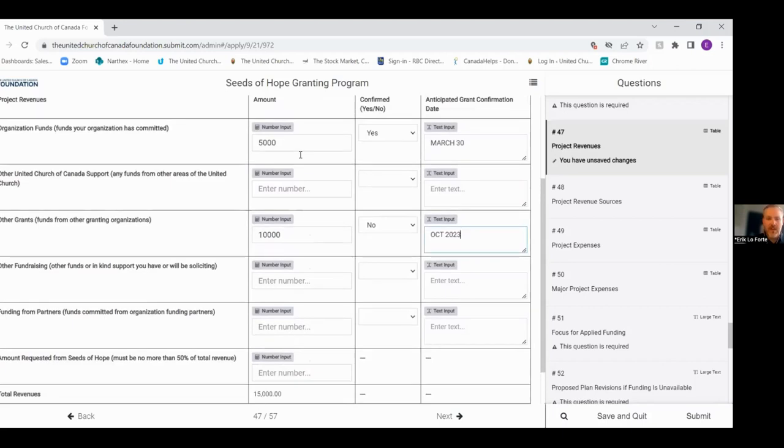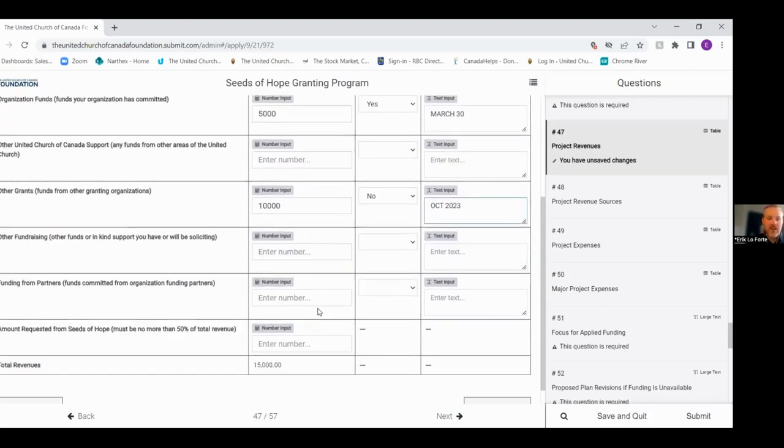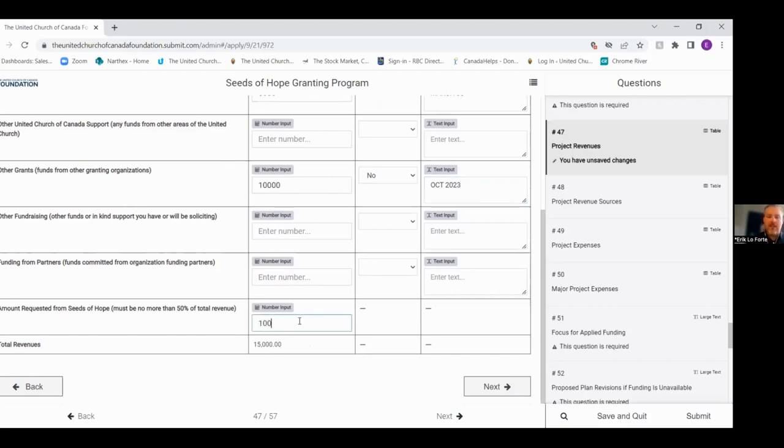So you can see you said you have $5,000 in organization funds, you have $10,000 in other funds, and we're going to say we're asking for $10,000. And a total of $25,000. So you were telling me in this table that your project, you estimate it to be around $25,000 to run the program.